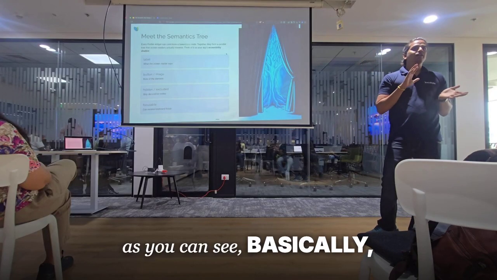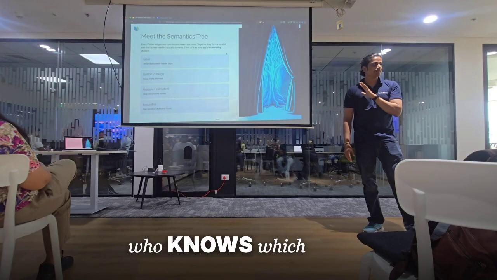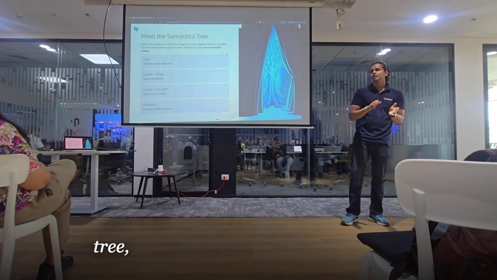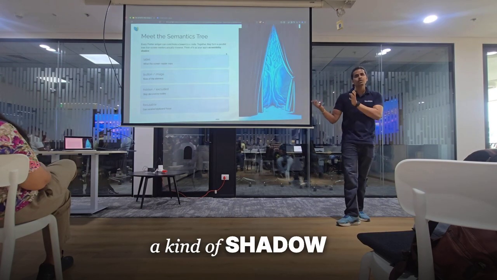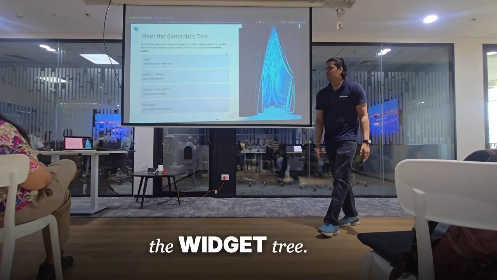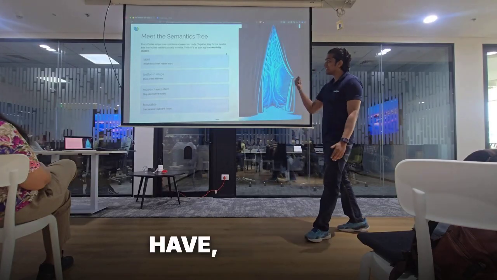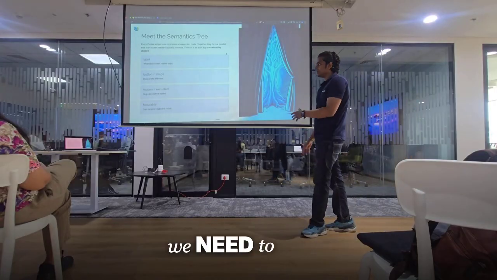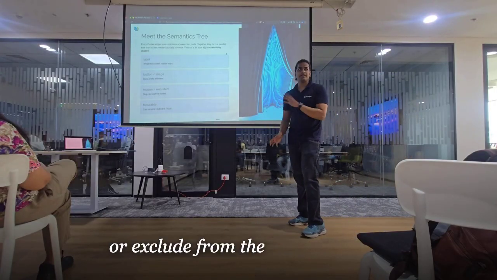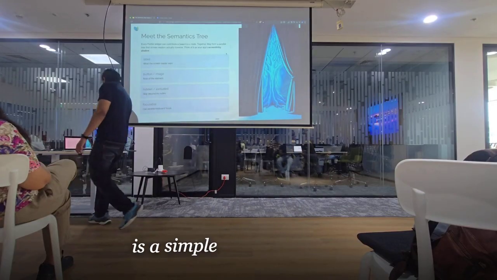Basically, who knows widget tree first of all? Okay, so similar to the widget tree, we have a semantic tree. It is a kind of shadow of the widget tree. It provides all the information like what kind of label we have, what the role of that particular component is, and whether we need to hide it or exclude it from the semantic tree or not, right? So this is a simple example.